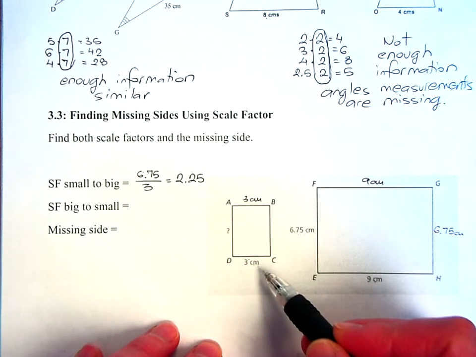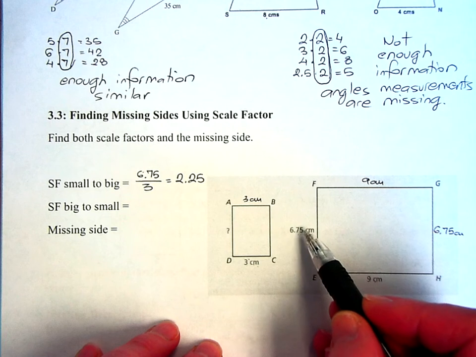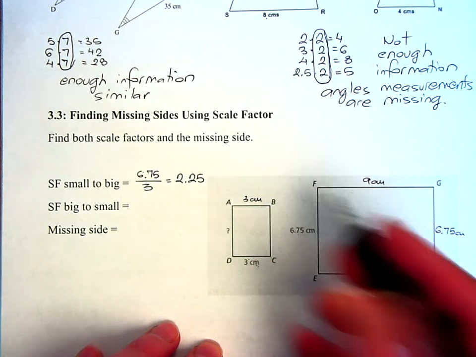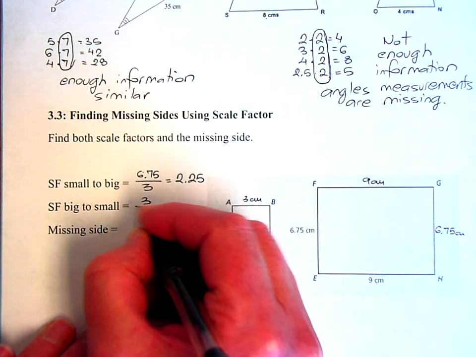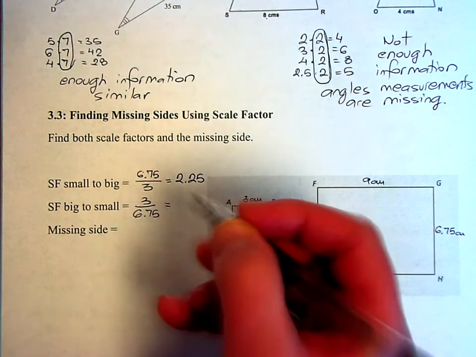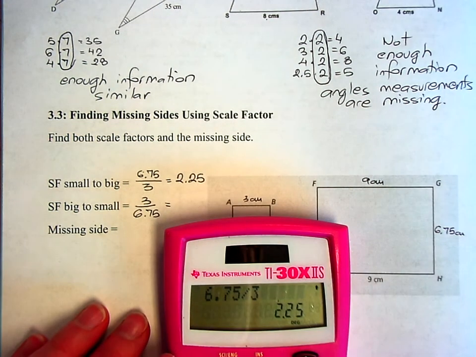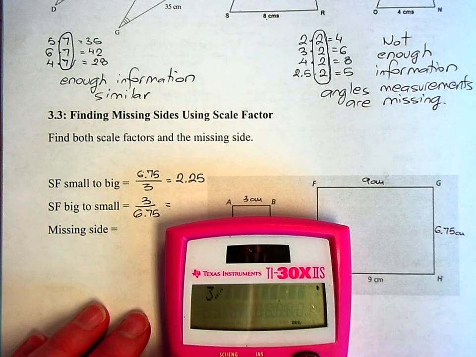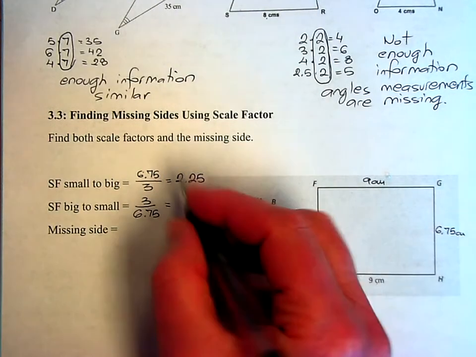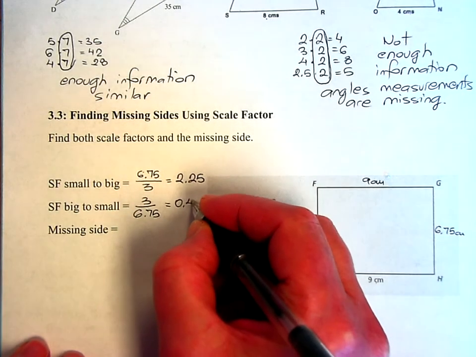And then the scale factor from big to small would be a number that I need to multiply 6.75 by to shrink it to 3. The only way I can divide these two numbers to find a scale factor that would shrink something, that would be smaller than 1, is to put the smaller number on the top. So 3 divided by 6.75. And when I do that, 3 divided by 6.75 is 0.44 repeating.